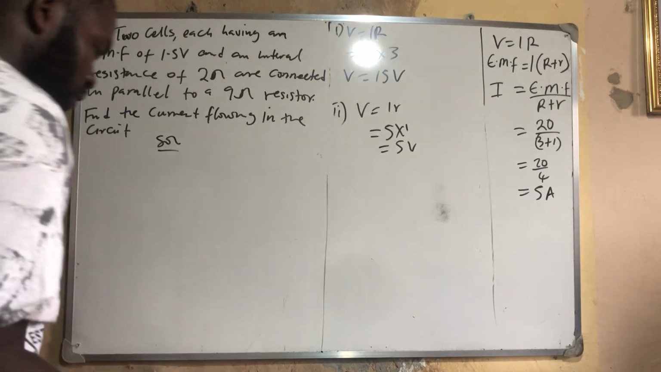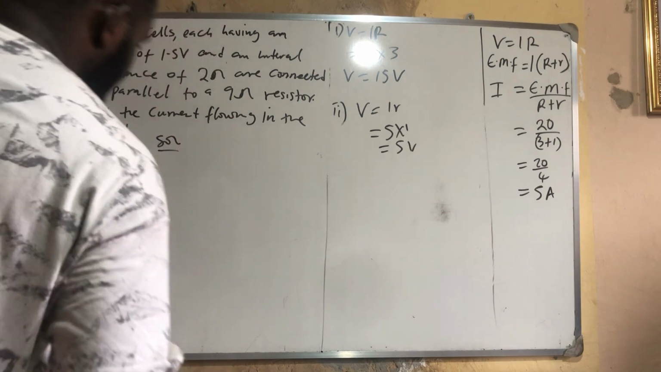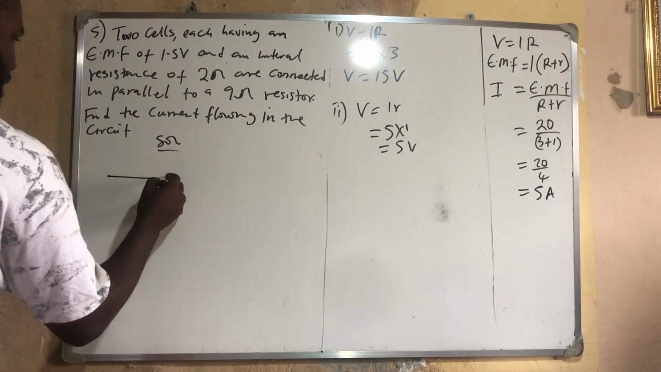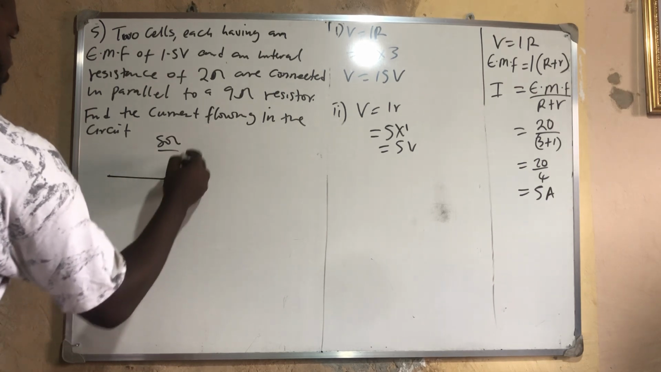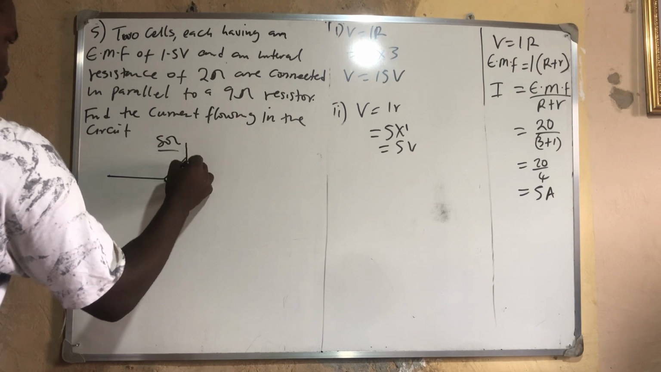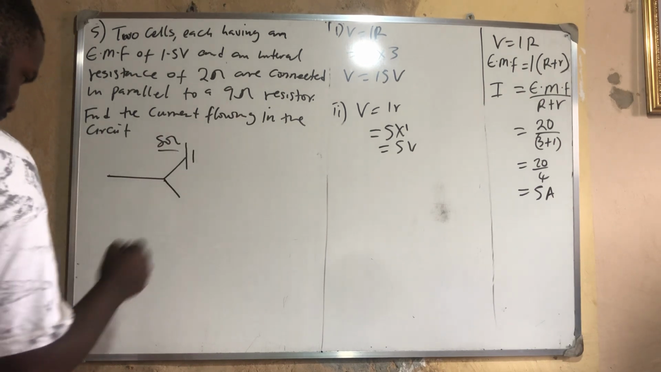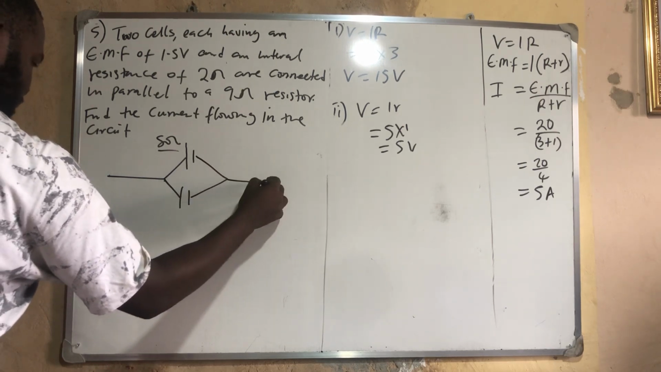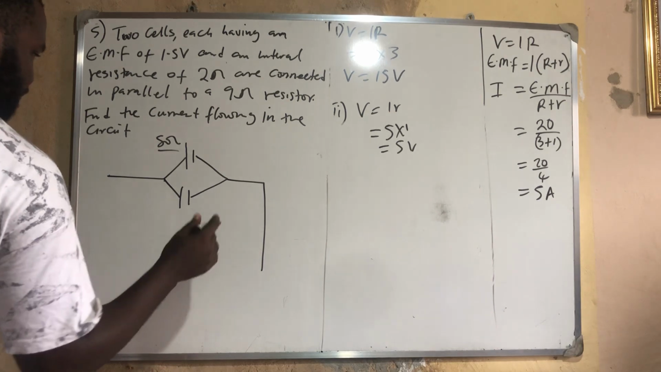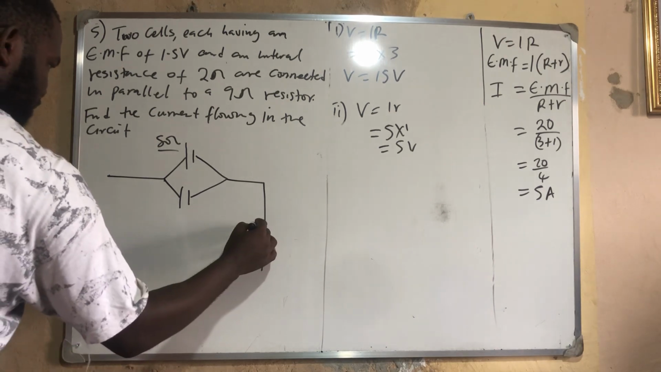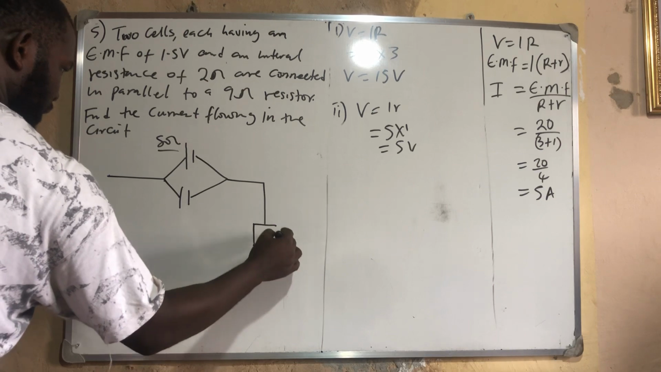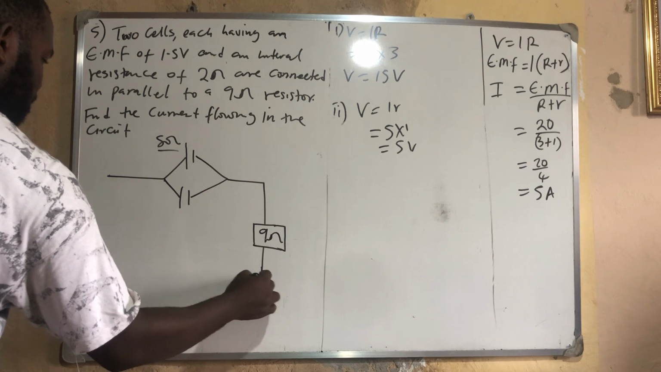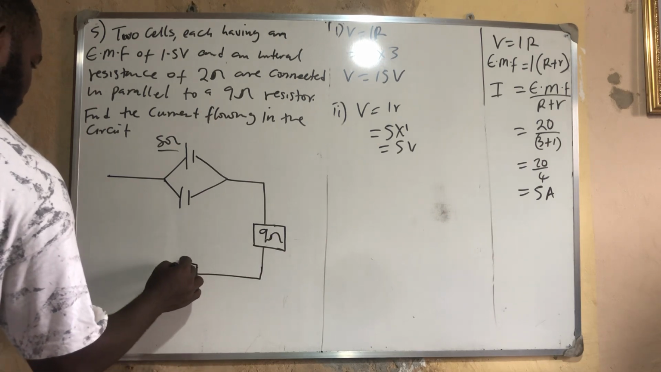Solution. You can decide to draw it before you solve. They say that the 2 cells are connected in parallel. So I have a parallel connection of cells, the big one, the small one, the big one again, the small one. They are both connected like this in parallel, but they are being connected by a resistor. I can put my resistor anywhere you like. They are connected by a 9 ohm resistor.